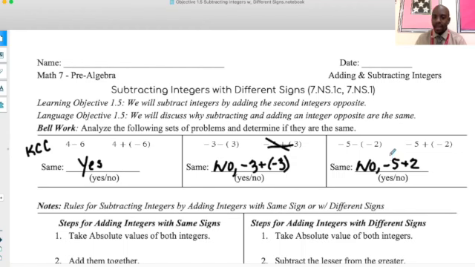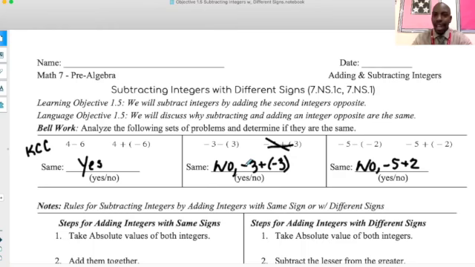Now, we're practicing changing from subtraction to addition because I think it's easier for you to view and easier for you to solve addition problems rather than subtraction problems. It helps you to see the actual numerical values a little bit easier as well.